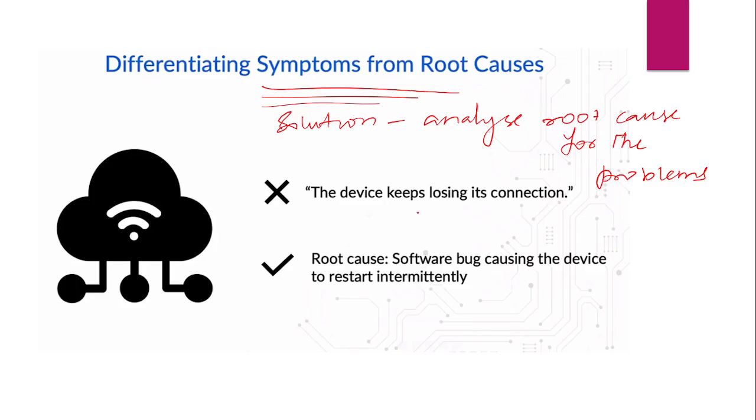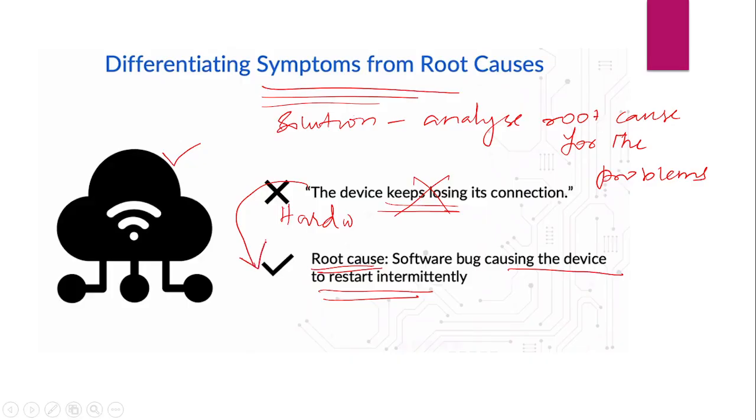So here, the device keeps losing its connection. This is not the root cause. The root cause is a software bug causing the device to restart intermittently. Most of the time you say that you are developing some IoT solution, the device keeps losing its connection, and the device has restarted automatically. So you think that it is a problem with the hardware, but what is the actual problem? If you analyze this carefully, the root cause is a software bug which causes the device to restart automatically. So this is differentiating the symptom from the root cause. You have to clearly analyze the root cause from the basic symptoms.